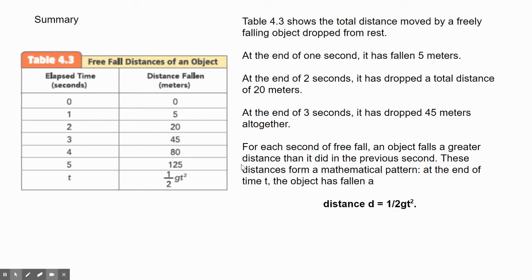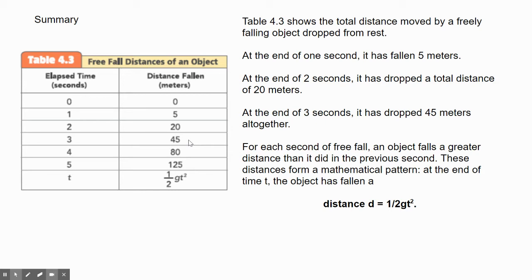In summary, here's Table 4.3 showing total distance moved by a freely falling object dropped from rest. At the end of each second: at the end of 1 second, it has fallen 5 meters. At the end of 2 seconds, it has fallen 20 meters. At the end of 3 seconds, it has dropped 45 meters altogether.